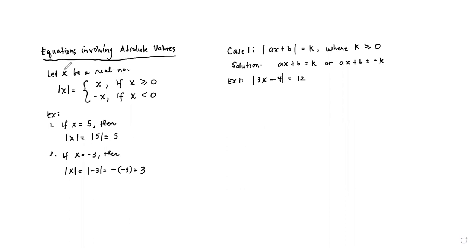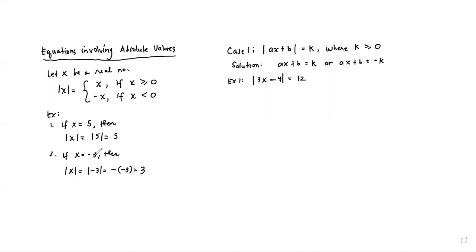Then the absolute value of x, symbolized by the following, is equal to x if x is non-negative, or if x is greater than or equal to 0, or it is negative x whenever x is negative. So for example, if x is equal to positive 5, then the absolute value of x is equal to the absolute value of 5, which is simply positive 5.